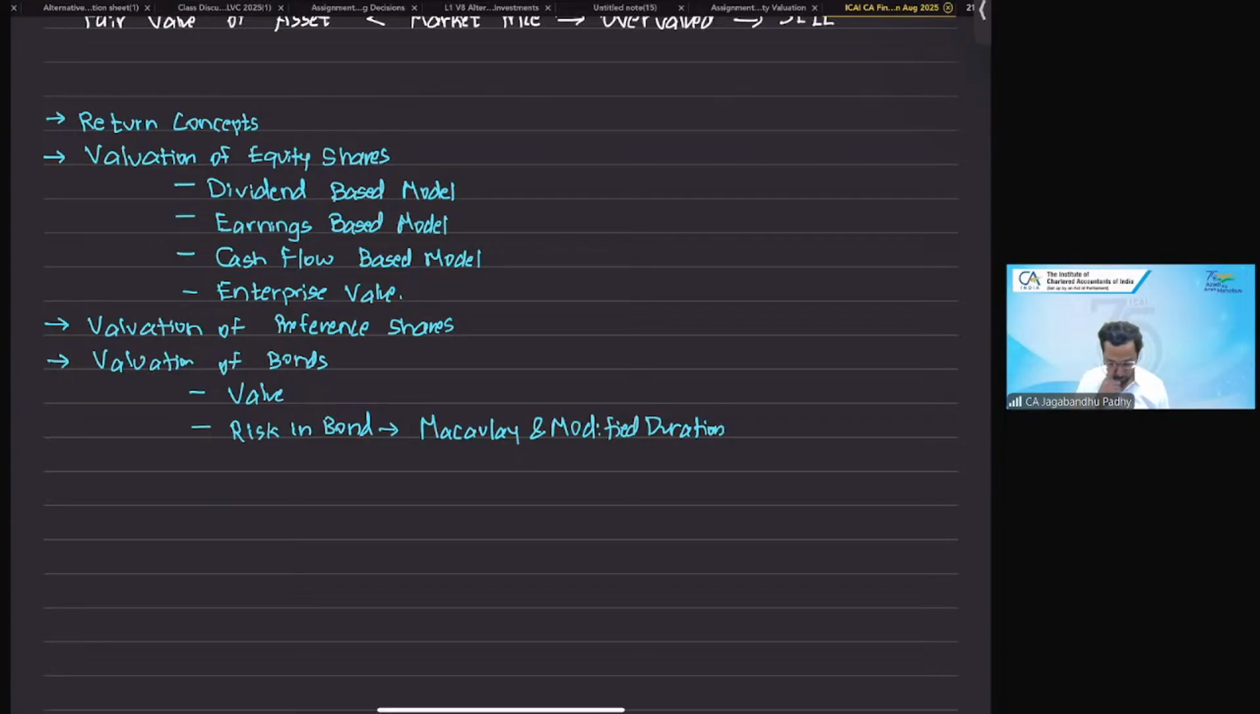Okay, so let us get started with the return concepts because that's the really crucial part that we need to understand before we actually start with the valuation of the securities.